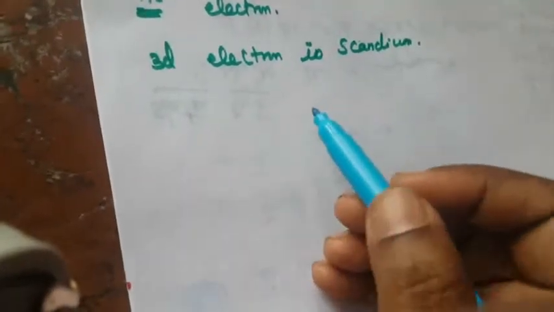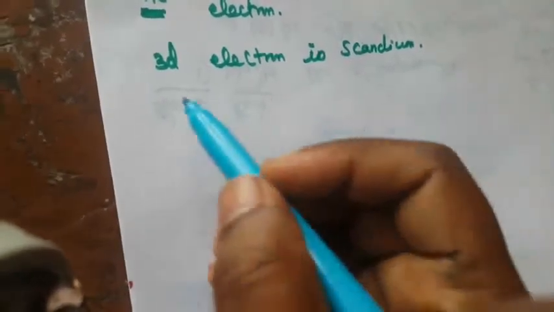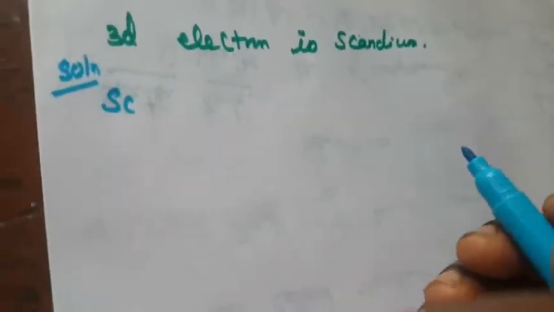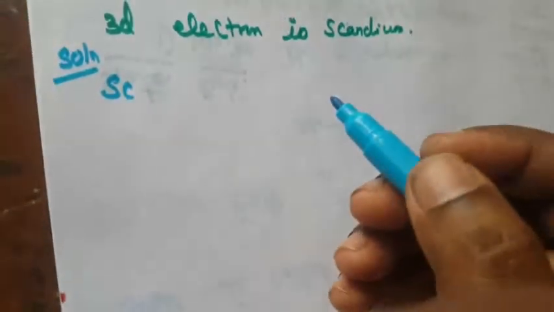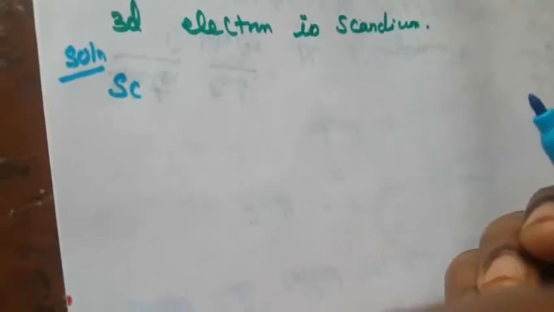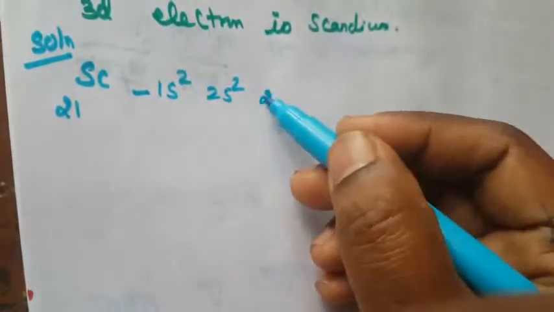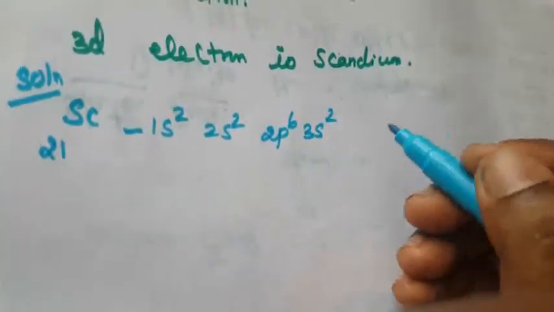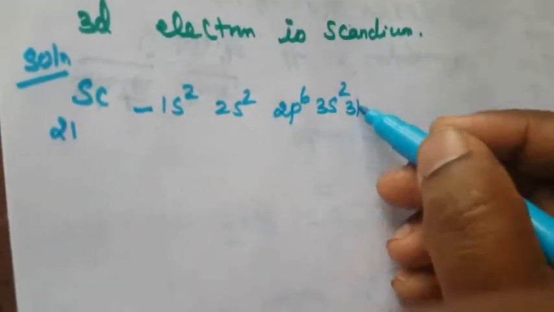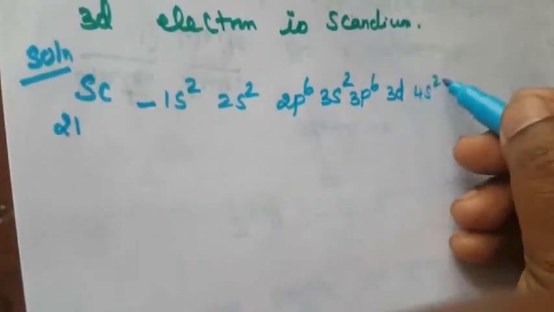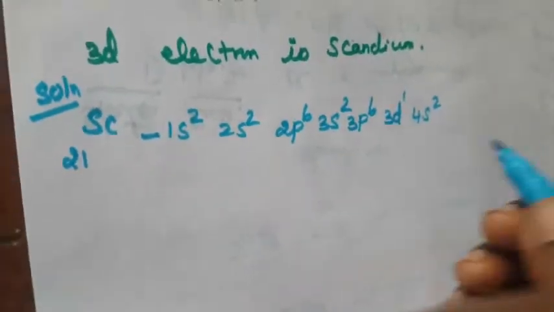So what is the scandium atomic number? That is the solution. First, you write the electronic configuration. What is the atomic number? The atomic number is 21. How to write it? 1s2, 2s2, 2p6, 3s2, then 3p6, then 3d1 and 4s2. Okay, this is the electronic configuration.